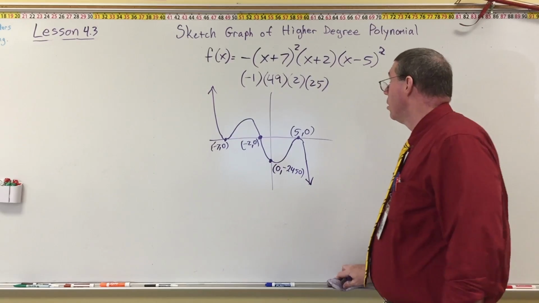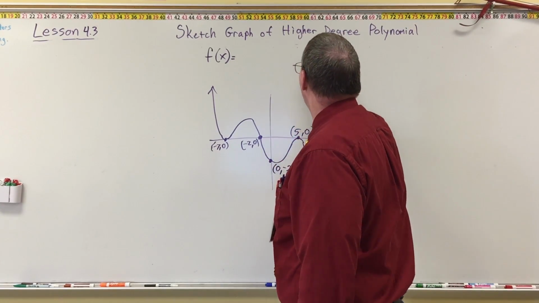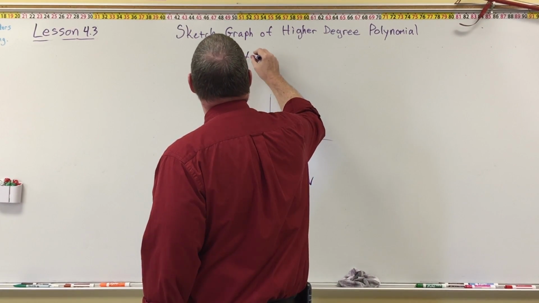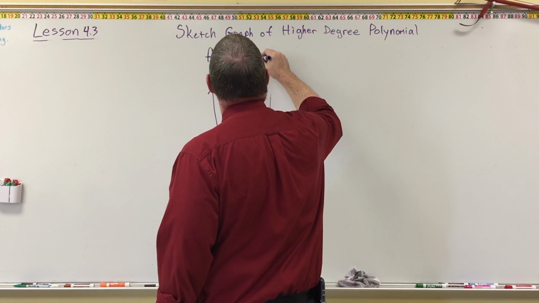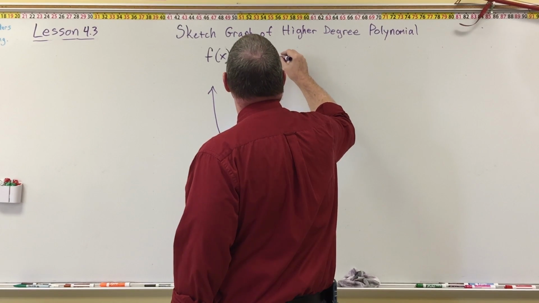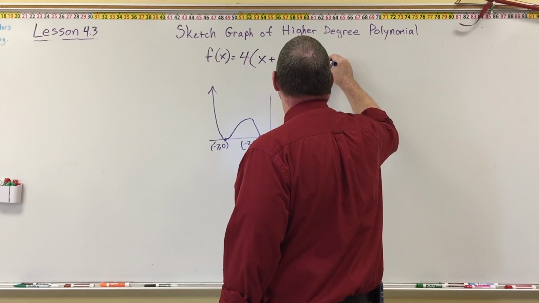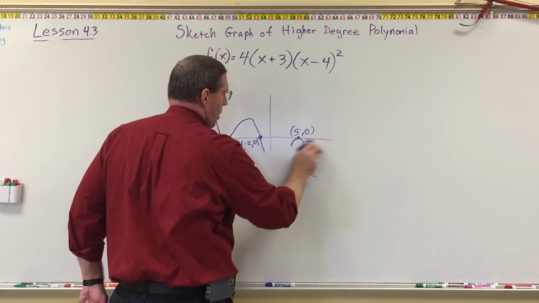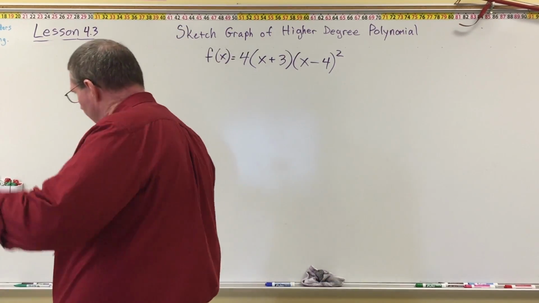I think we should do one more. Let's do one more. Okay? We'll put a positive 4 at the front, and then let's do x plus 3 times x minus 4 squared. Do that. You should be able to do this one in maybe a minute, minute and a half by now.